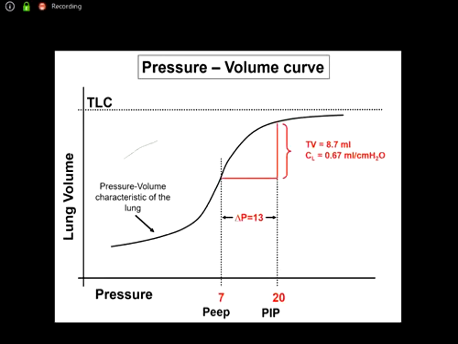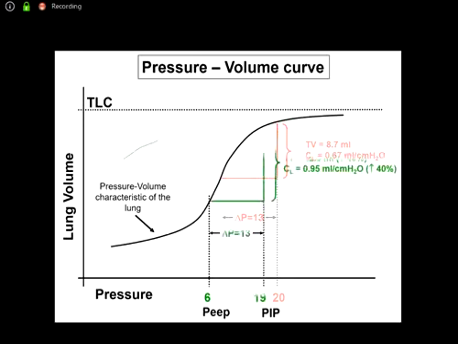Now, compliance, remember, was tidal volume divided by delta P. So if you divide 8.7 by 13, you get the compliance. That in this case is 0.67, which is low, because you are ventilating this baby on the upper part of that compliance curve. So just by decreasing the PEEP to 6, look at what will happen. You want to maintain the same delta P. So you go down to 6 on the PEEP, and you go down to 19 on the PIP to maintain that delta P of 13.